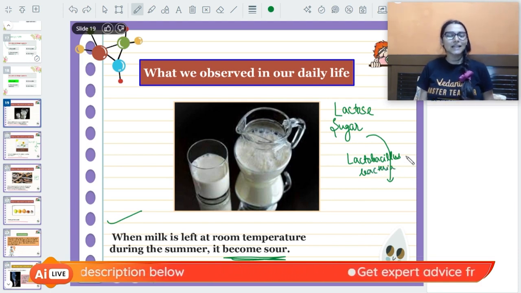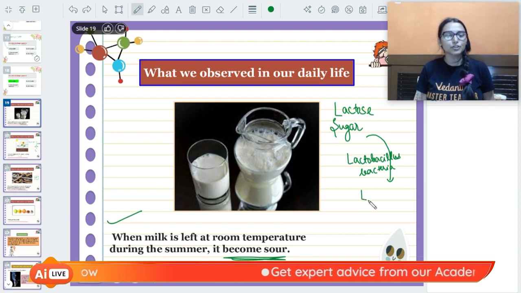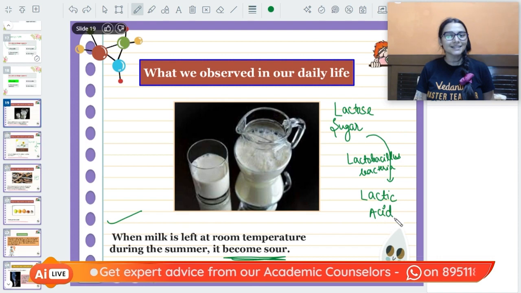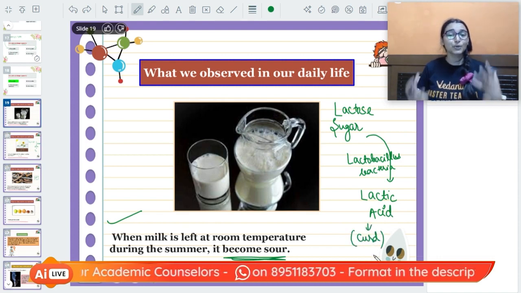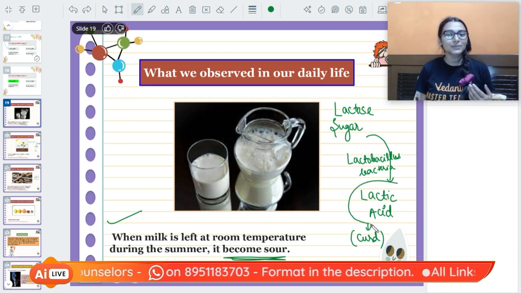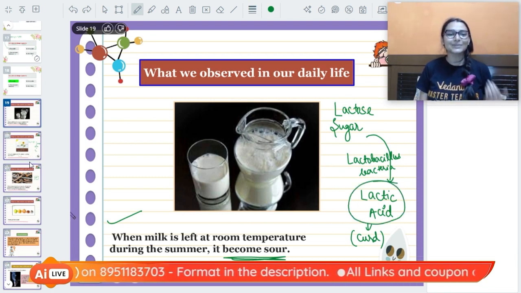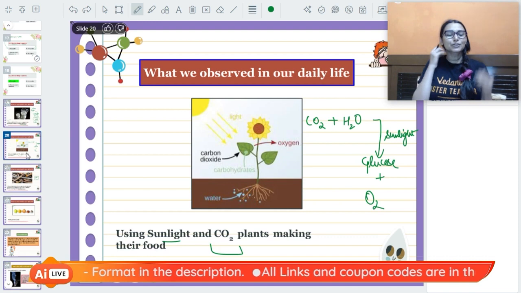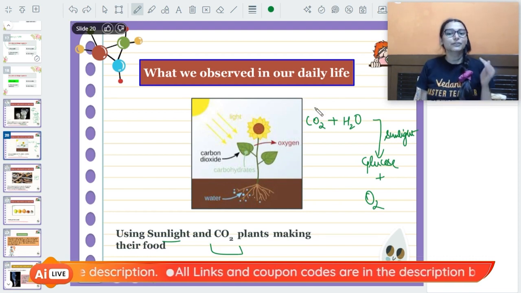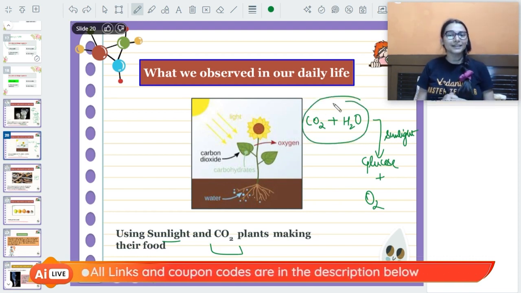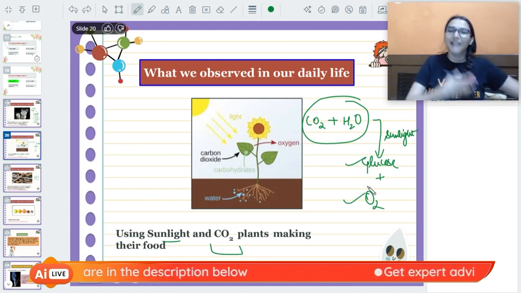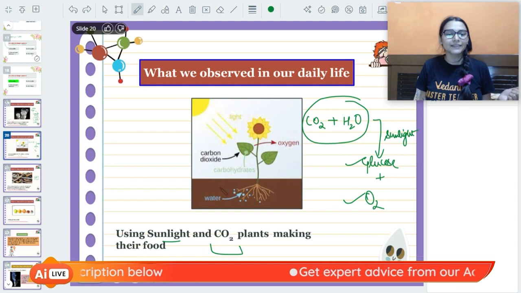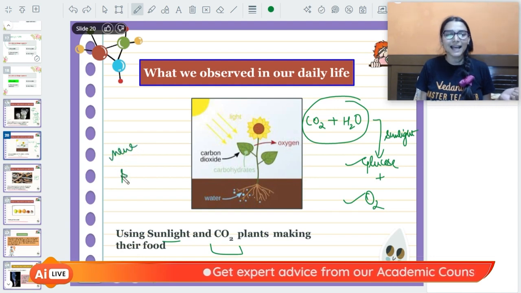What do Lactobacillus bacteria do? They convert lactose sugar into lactic acid, and that lactic acid is nothing but the curd that you taste. So what is happening? A new substance, lactic acid, has been formed. Similarly, during photosynthesis, with the help of carbon dioxide and water, you are preparing glucose and oxygen. Not you, plants are doing it. So again, there is a formation of a new substance.